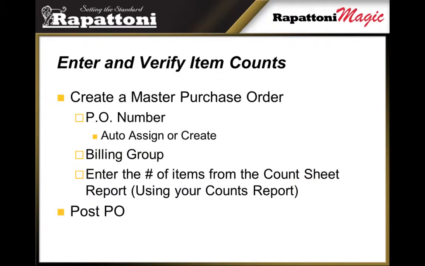Next, we're going to go to our purchase order query form and create a master purchase order. Purchase order number can be anything you'd like it to be. Point it to the correct billing group and then enter the number of items from the count sheet that you printed so that you can easily record all of that information into Magic. Now, as I mentioned earlier, nothing exists in Magic in your inventory until you post it, so your last step is going to be to post that purchase order.